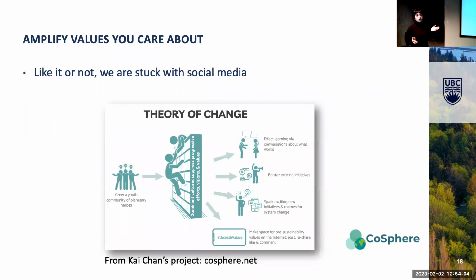So another reason to have an online presence is so that you can amplify the values that you care about. So this is something that Kai Chan works on and has really spearheaded a project called cosphere.net, and you can check out Kai's work at Cosphere. I really like this theory of change that's being presented. So unfortunately, whether you like it or not, we are stuck with social media. So we are stuck with being people online. So one way you can think of it is we might as well use it for good. We might as well use it to amplify the values that we care about.